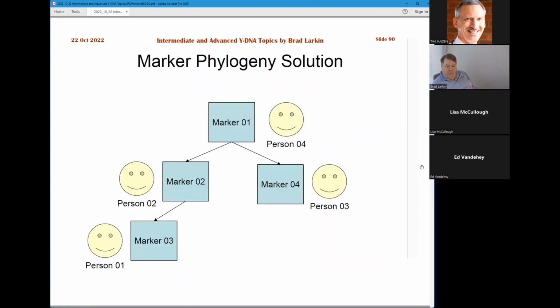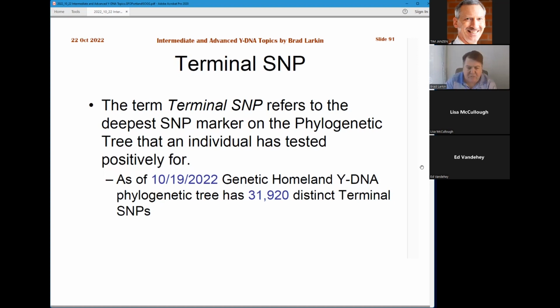If you put that together, then you could get a tree that looks like this. Person 4's terminal SNP would be marker 1. Person 3's would be marker 4, and so forth as illustrated here. So using 4 markers, 4 people with differences, we're able to make a tree. So the terminal SNP refers to the deepest SNP marker on the tree that an individual has tested positively for.